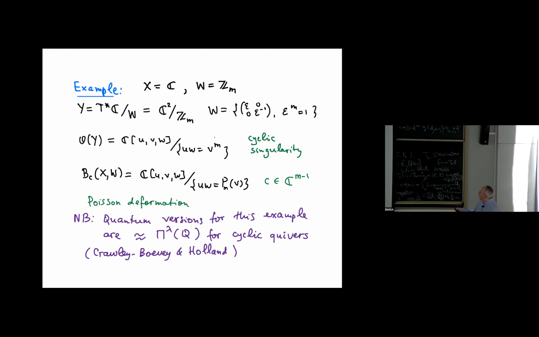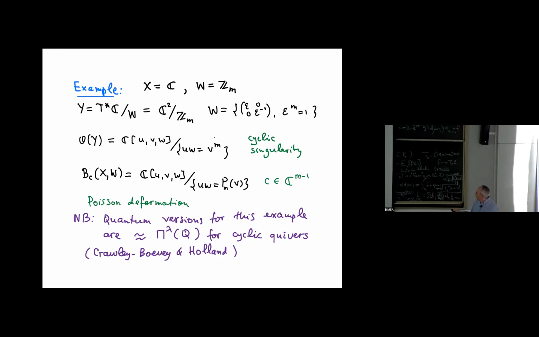look at the functions on this orbifold. So this is C^2 over Z_m. It's known as a cyclic singularity or singularity of type A. And if you think of which polynomials in two variables are invariant under such action, you can work out that you need three generators, and they're related by this relation. So this is the well-known cyclic singularity of type A_{m-1}.